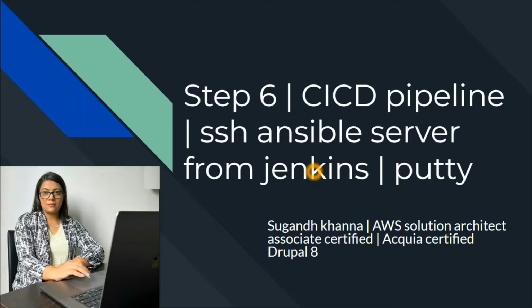So today we'll share step 6 of the CI/CD pipeline, where we will try to SSH into our Ansible server from Jenkins via PuTTY. These are exactly the same steps which we created in step 5, but the difference is that in step 5 we SSH into our web server from our Ansible server, and here we will SSH into our Ansible server from the Jenkins server.